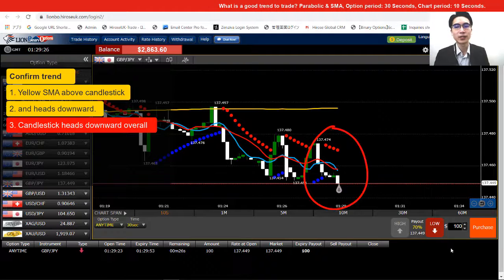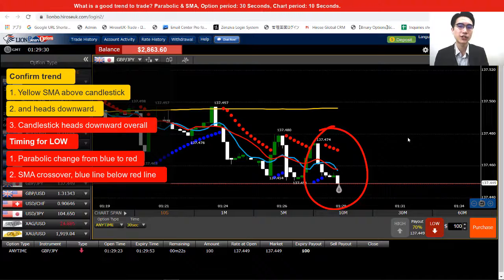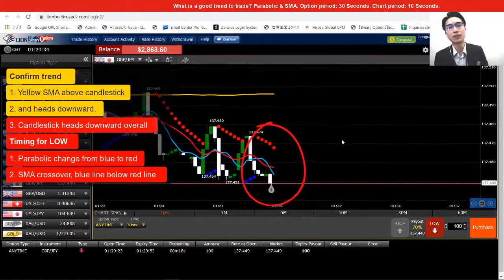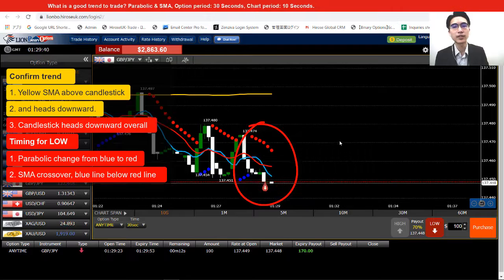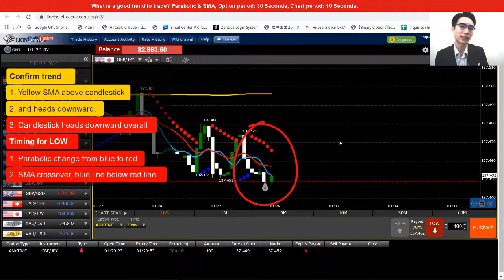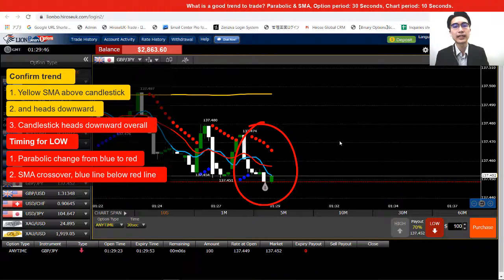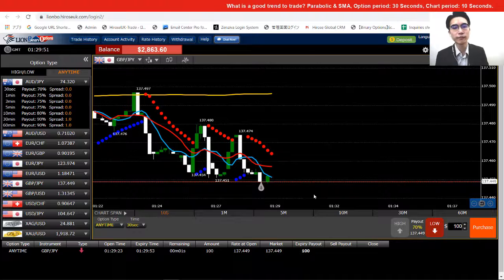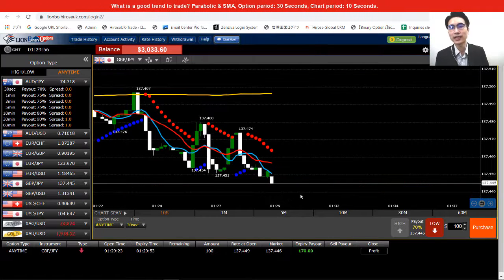And then I took a look at the parabolic. The blue dot changed to a red dot, and that is a bearish indication. After I get that from the parabolic, I move on to the simple moving average. The blue line and red line crossover, the blue line is below the red line. That's why I opened a low there. So yep, by the time we talk, the trade is about to finish. Yep, it's finished, and well, it was close, but I'm still ending in profit.